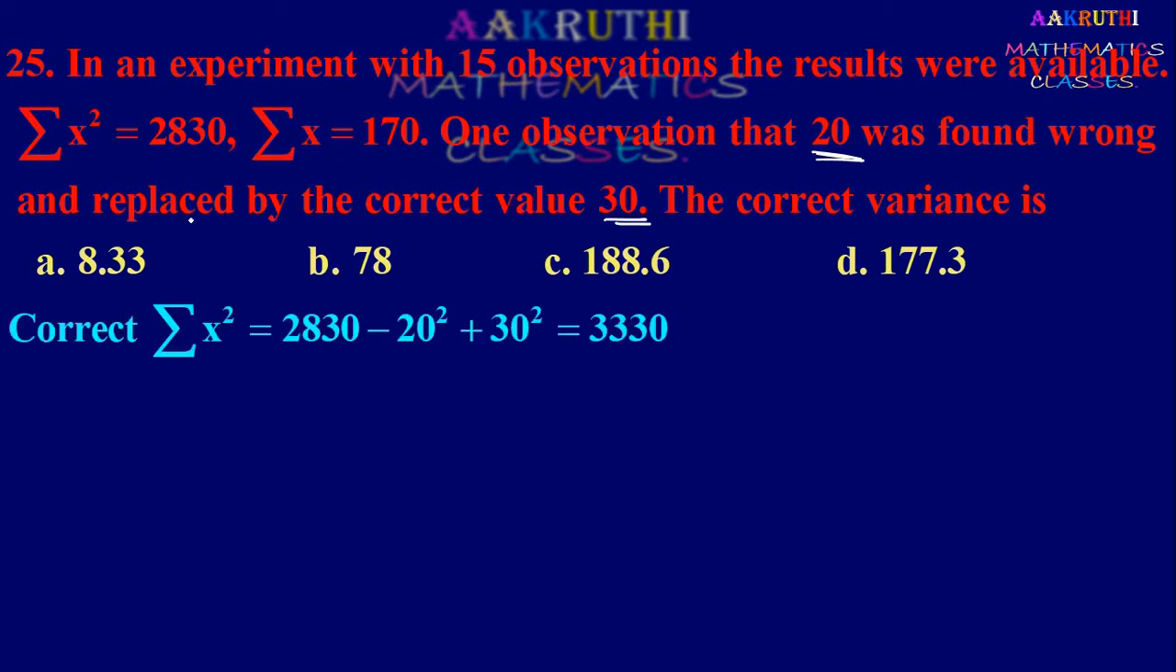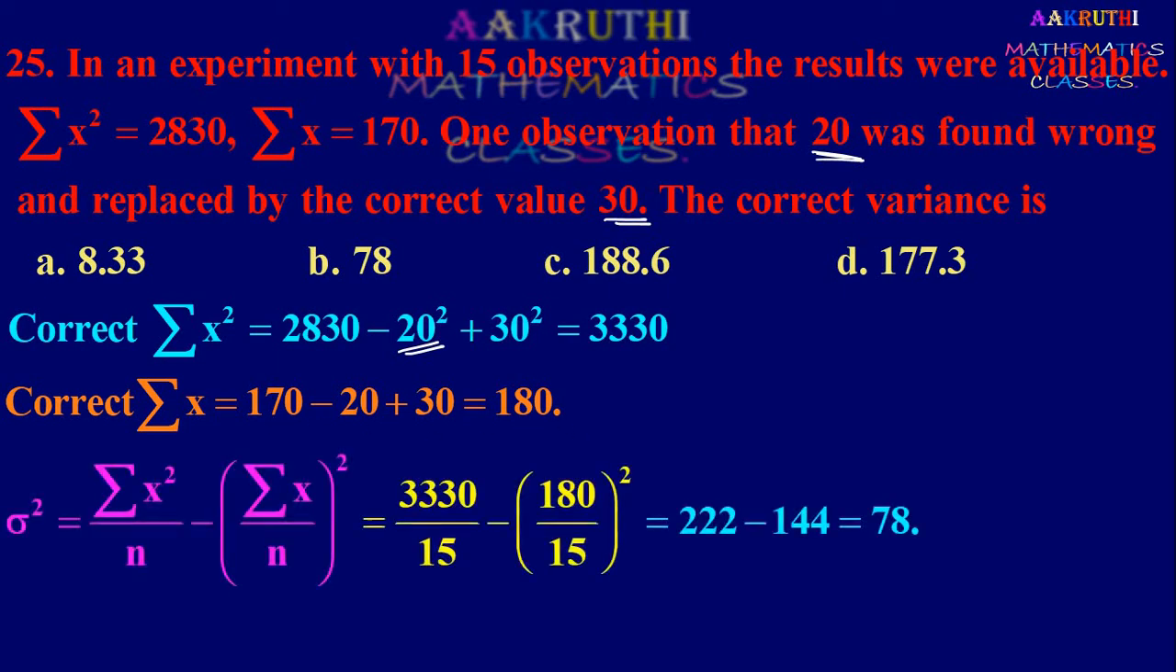Here it is given that summation of x square is 2830, and from this we subtract 20 square and add 30 square, since 20 is the wrong entry, which gives 3330. In the same way, summation of x is 170. From this we subtract the wrong entry, which is 20, and add the correct entry, which is 30. So we get 170 plus 10, that is 180. Then we calculate the variance. Variance is summation of x square by n minus summation of x by n, whole square, which is 3330 by 15 minus 180 by 15 whole square. This equals 222 minus 144, which is 78.